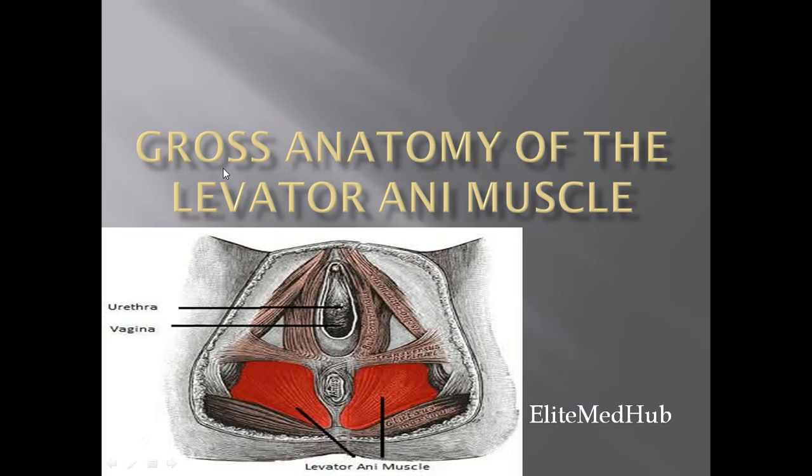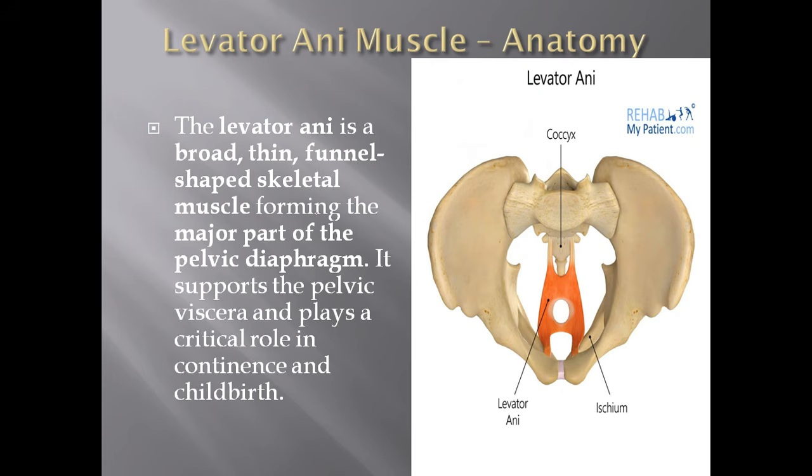Hi and welcome. Let's briefly look at the gross anatomy of the levator ani muscle. So the levator ani muscle is a broad, thin, funnel-shaped skeletal muscle forming the major part of the pelvic diaphragm. It supports the pelvic viscera and plays a critical role in continence and childbirth.